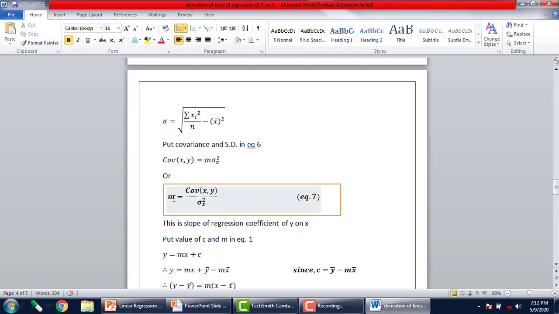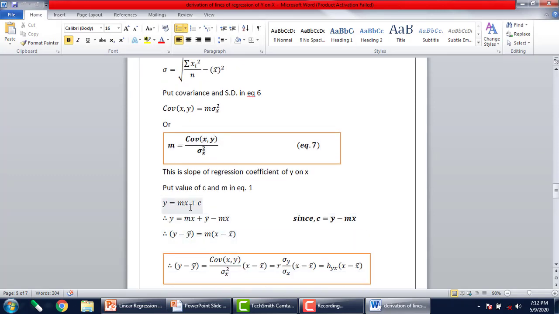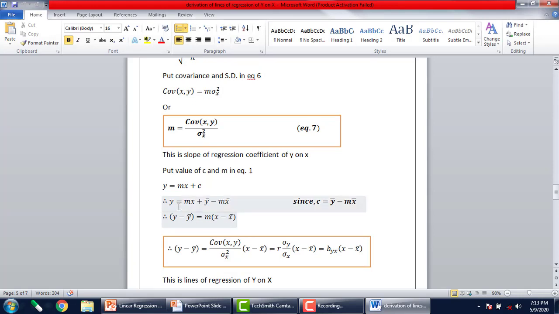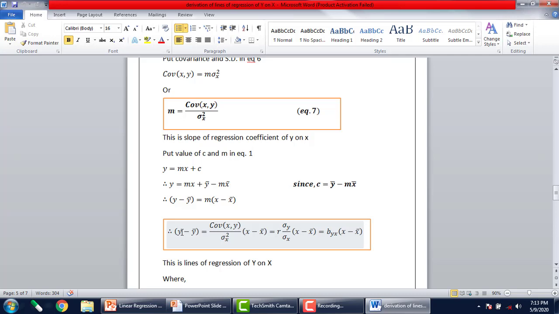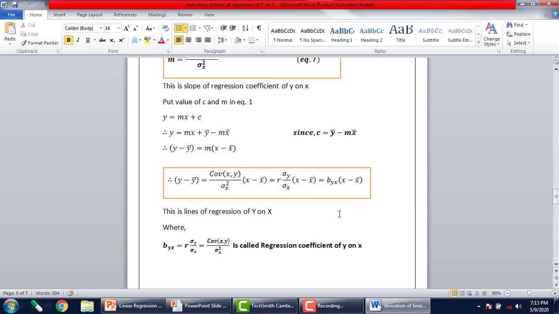Now we get the m value and c value, and both values we put in equation number 1, that is y is equal to mx plus c. So we put the c value here, y bar minus m x bar, and we simplify this equation for the line of regression. Y minus y bar is equal to covariance of x comma y divided by variance of x in bracket x minus x bar. This term is again represented by r, standard deviation of y divided by standard deviation of x, or byx. So here byx is nothing but the regression coefficient of y on x, and this is the equation of the line of regression of y on x.